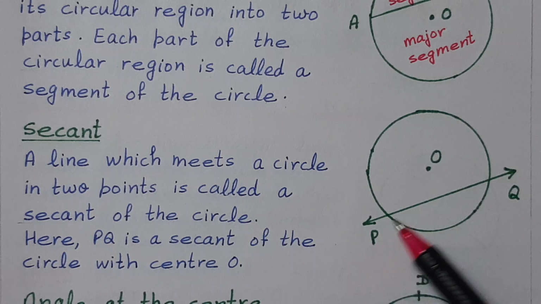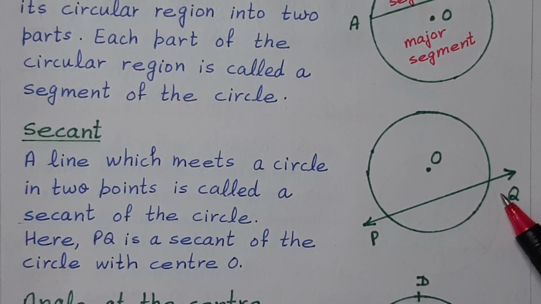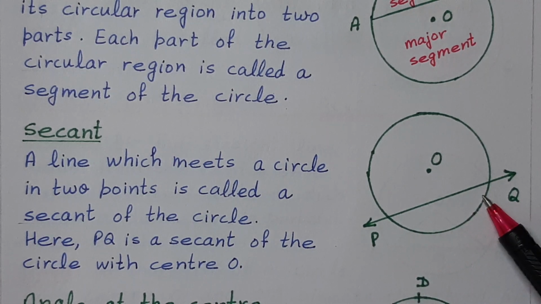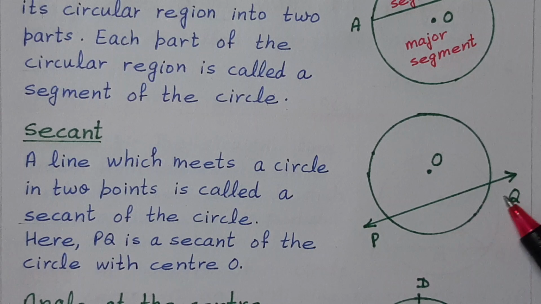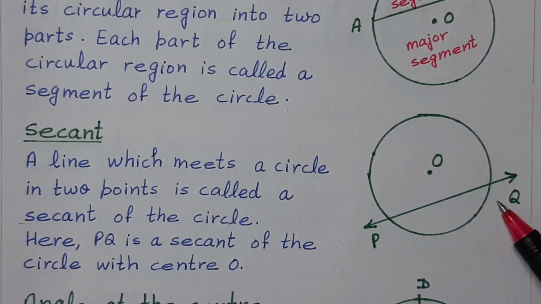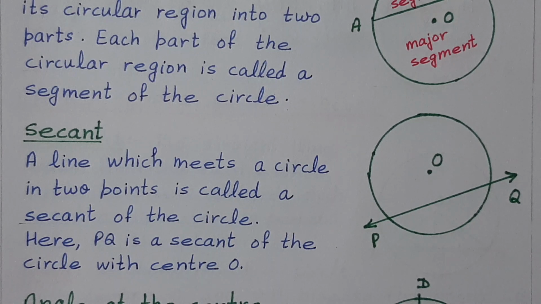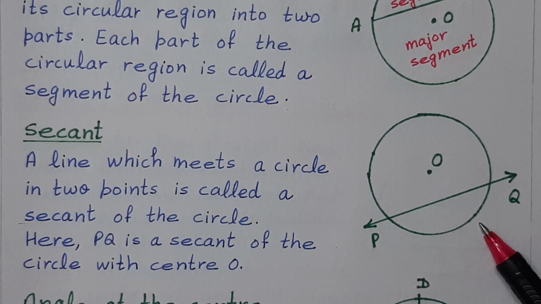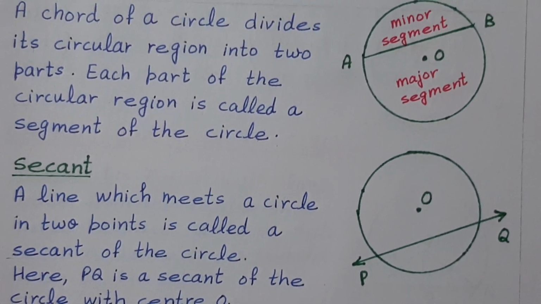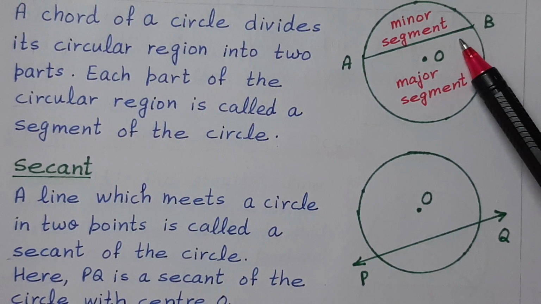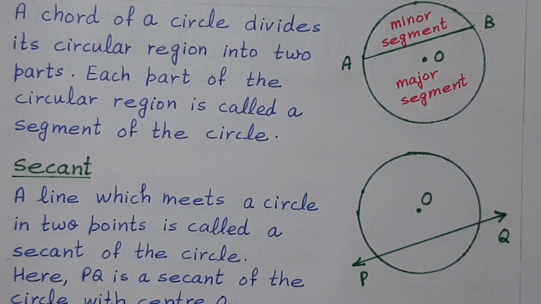Now next is secant. A line which meets a circle in 2 different points is called a secant of a circle. Here PQ is a secant of the circle with center O. Students, remember here PQ is not a chord. It is a secant. But here AB is the chord. Clear?